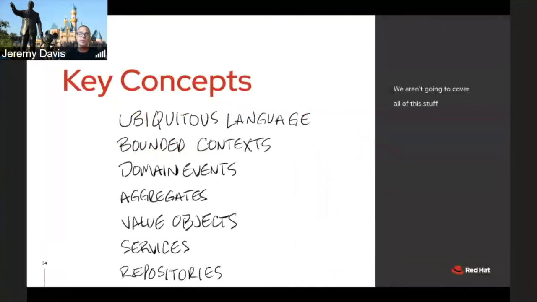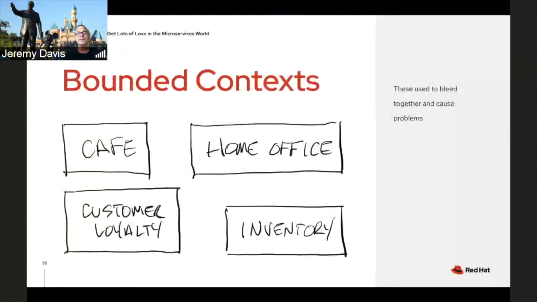Now, there's a number of key concepts. We're going to focus on a couple of these, but these are all things that you learn about reading through the book. Ubiquitous language and bounded context are the two that I really want to focus on. We've already talked about domain events, and it's not a coincidence that domain events are a key part of domain-driven design. Now, bounded contexts help you to segment your application into logical areas.